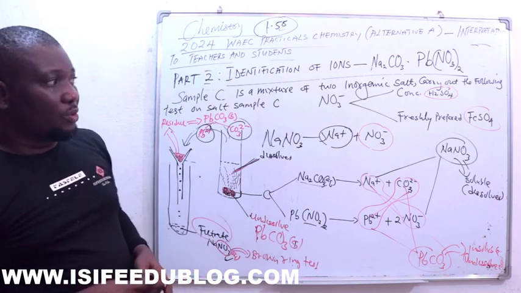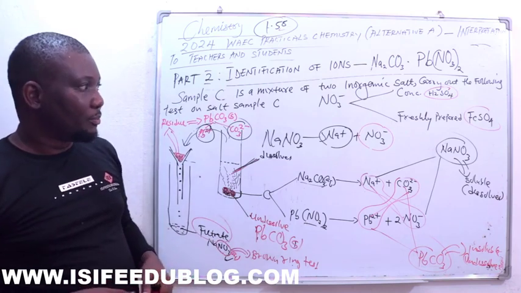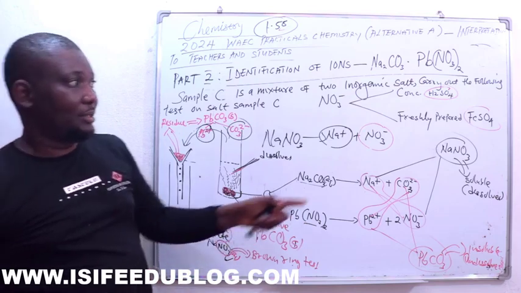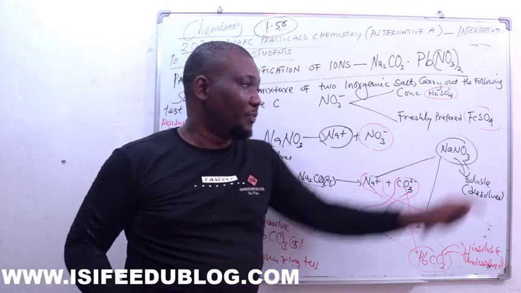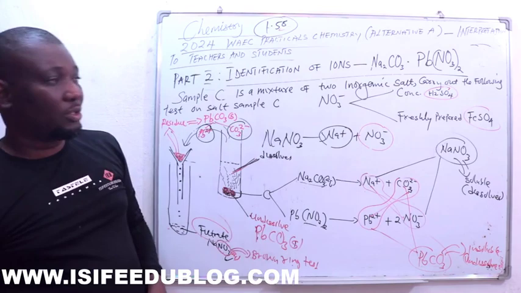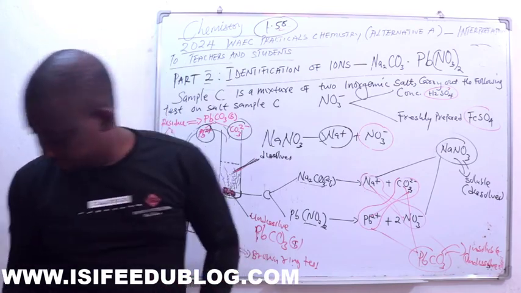In this video, we're going to explain the chemistry of the brown ring test. Like I said earlier, the reason this is prepared freshly is because it is unstable.